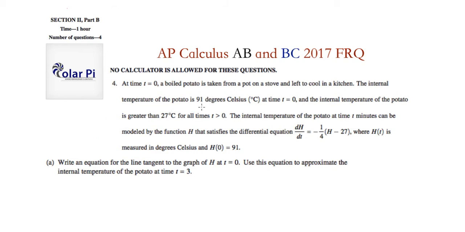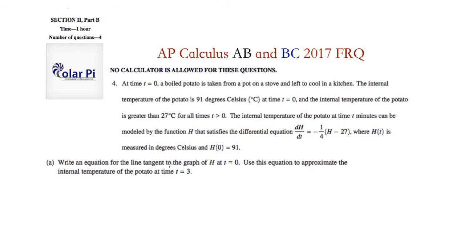So, problem 4 here. There's a lot of information to process, but you can quickly summarize it this way: you're told the internal temperature of the potato at time t equals 0 is 91 degrees Celsius, and that's also summarized by what you're told here. We're also told that for t greater than 0, the internal temperature of the potato is greater than 27 degrees. And finally, we're given the rate of change of the internal temperature, that is, h prime or dh dt.